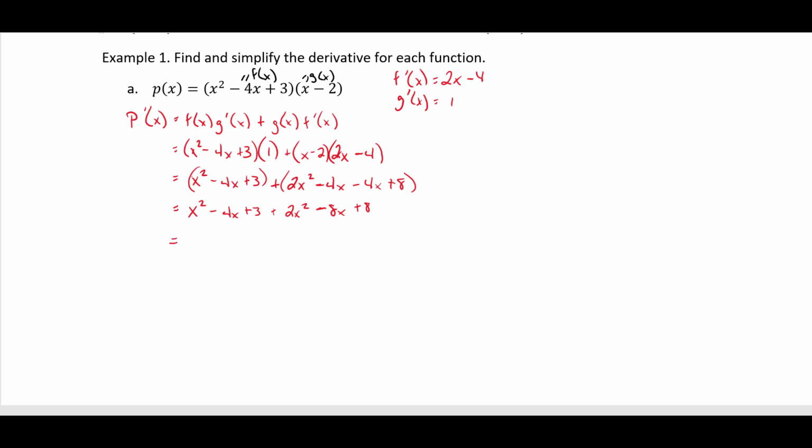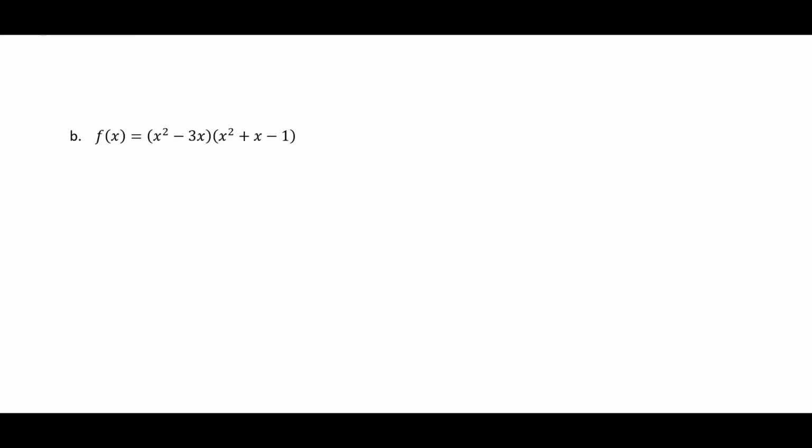And then now combining all our like terms, we end up with p prime of x is equal to 3x squared minus 4x minus 8x, so minus 12x, plus 3 plus 8, so plus 11. And we're done.